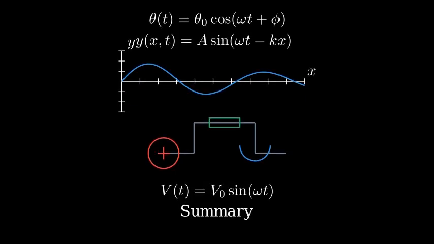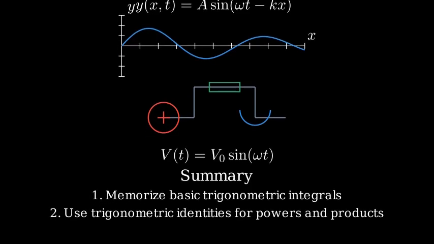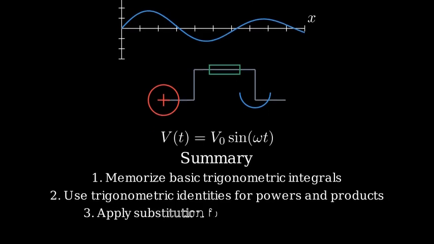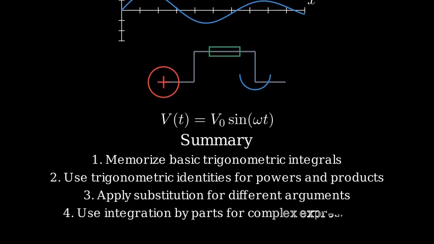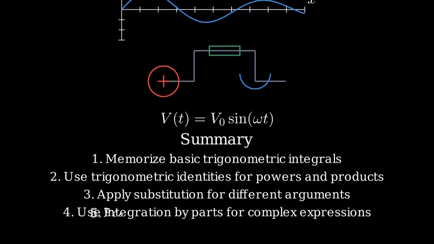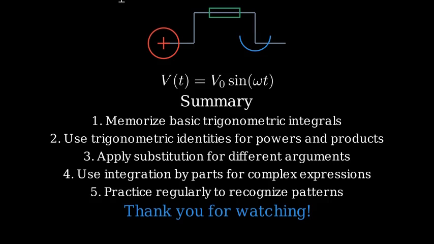To summarize what we've learned about integrating trigonometric functions, first, memorize the basic trigonometric integrals like sine, cosine, tangent, and their reciprocals. Second, for powers and products, use trigonometric identities to simplify the expressions. Third, use substitution techniques for functions like sine of ax or cosine of bx. Fourth, for more complex expressions, use integration by parts or other advanced techniques. Finally, practice is key. The more problems you solve, the more patterns you'll recognize.